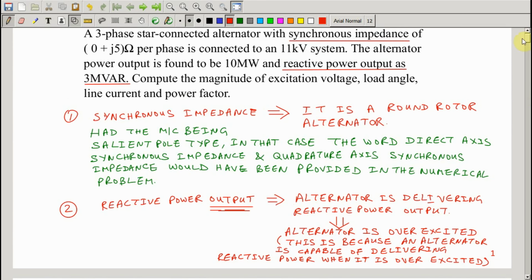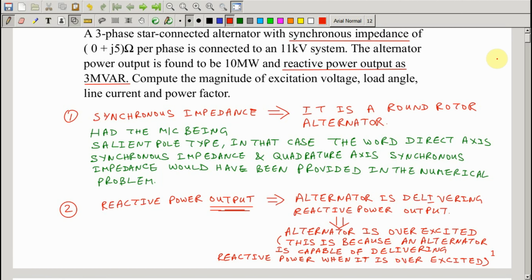You can see the word synchronous impedance. This implies that it is a round rotor alternator or cylindrical rotor alternator, because had it been a salient pole type, in that case there would have been two synchronous reactances provided, namely direct axis synchronous reactance and quadrature axis synchronous reactance. That means XD and XQ. And the second point is that it is mentioned in the problem that reactive power output.